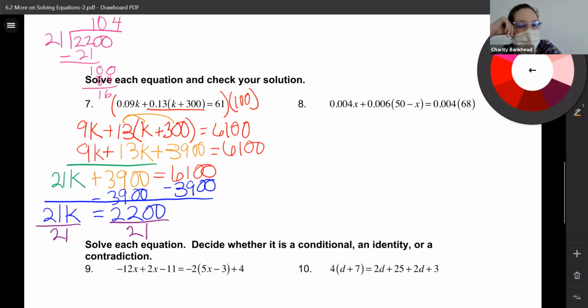I'm just checking again because it seems so weird. But I don't see anything wrong with it. Oh, wait. Yes, I do. Duh. 9 plus 13 is 22, not 21. That's why it's so weird. Okay. All right. Never mind all that long division.